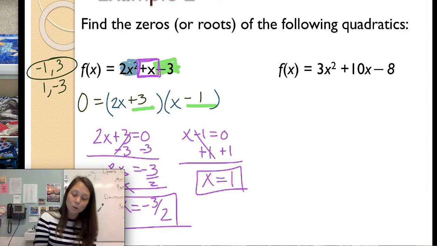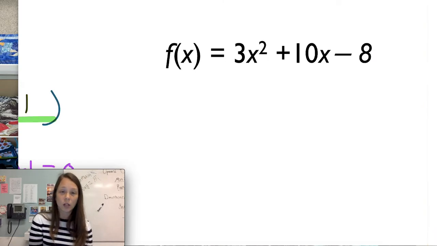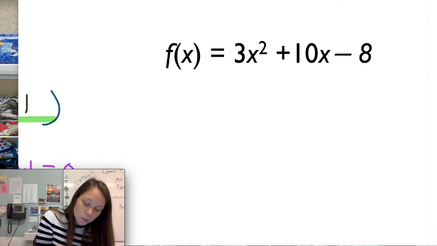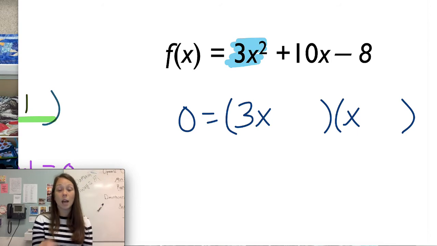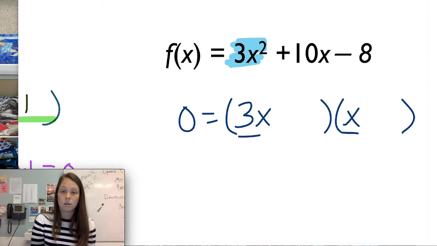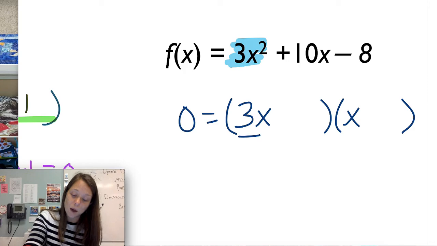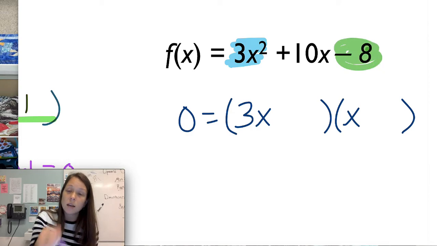All right, so by now you should have paused the video, and we're going to focus our attention over here. So setting this problem up, my first term is 3x squared. So the only way to split that apart and get 3x squared is to multiply 3x and x together. So that's going to set up these first spots in each of my binomial sets of parentheses. Then I have to think about what do I need to multiply together to get negative 8.